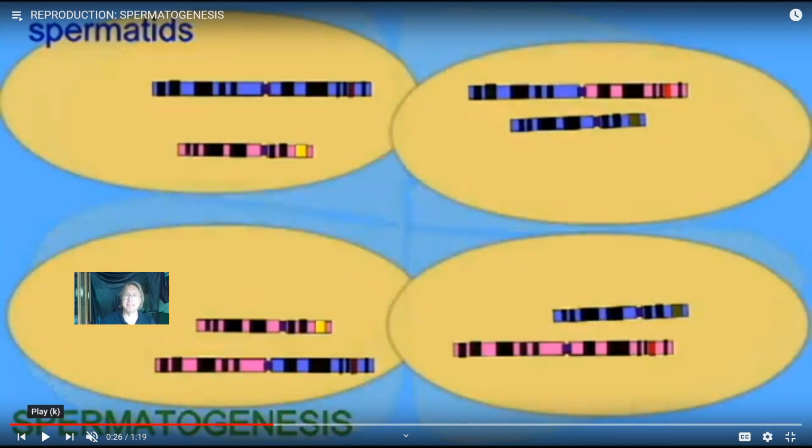So in testes, meiosis is called spermatogenesis. And the primary spermatocytes divide once, doing meiosis 1 to make 2 secondary spermatocytes. The secondary spermatocytes then divide to make these haploid spermatids. Now, spermatids are haploid. That's good. That's the goal, but they can't swim.